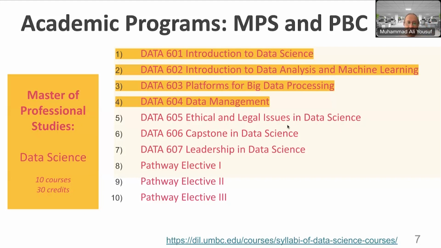Out of this, the first 7 that you see, 601 to 607, are called required courses. Everybody takes those courses. There is no choice. Once you have done those 7 courses, then you have electives also. There are 3 electives you have to take, and you can take these electives from different pathways.